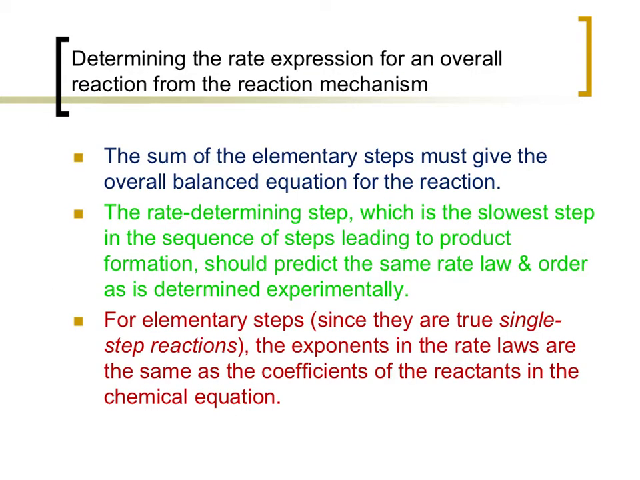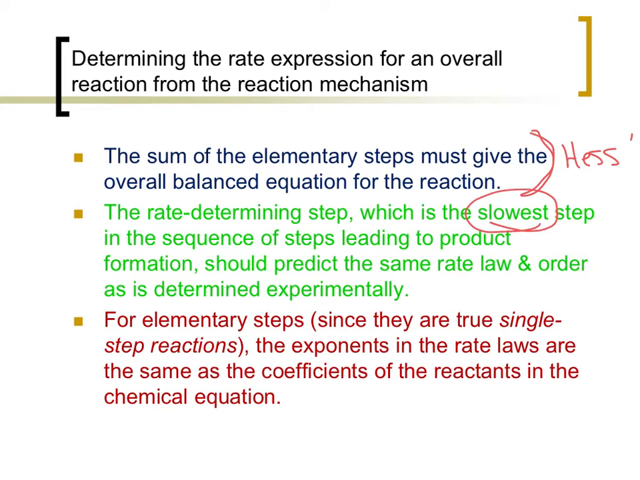So basically there are 3 important rules to writing these rate laws. The first is that the sum of the elementary steps must give the overall reaction, which is something we're pretty used to from Hess's law, saying that each of the steps, step 1, step 2, step 3, must add up to the overall reaction, however many steps it takes. The thing is, the rate determining step is always the slowest step.